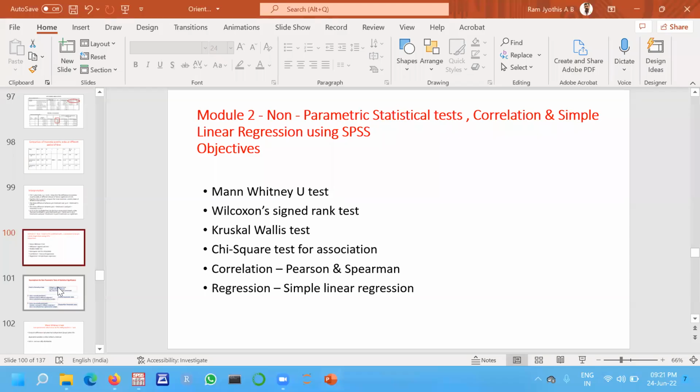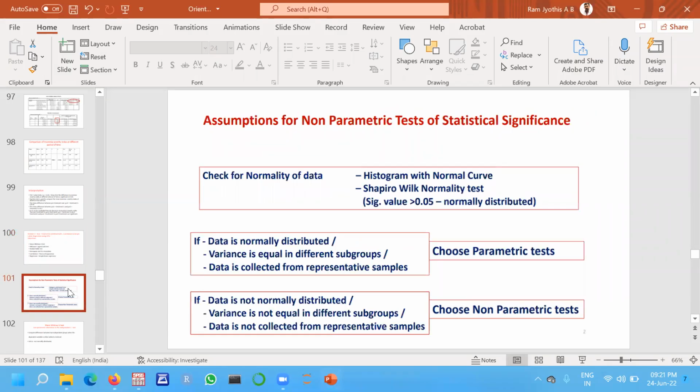So let us see the assumptions of non-parametric tests. It is the same as parametric. Check for the normality of data. If the histogram is with a normal curve, then we can assume that the data is normally distributed. And if you do a normality test, for example Shapiro-Wilk test, if it is more than 0.05, it is assumed that it is normally distributed.